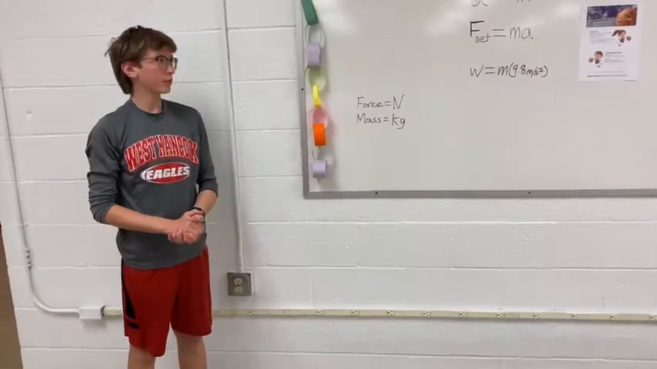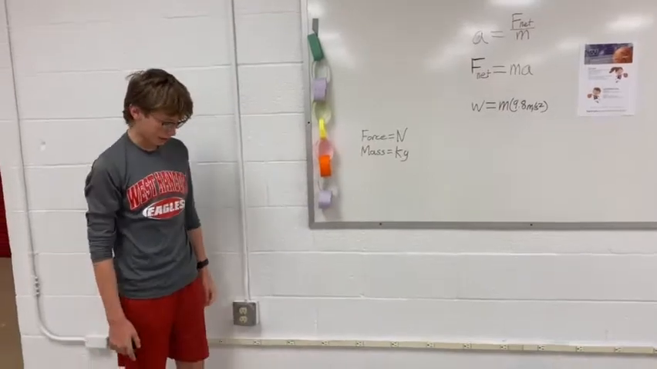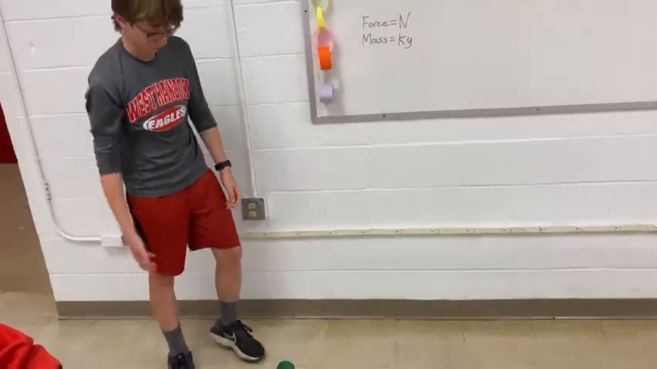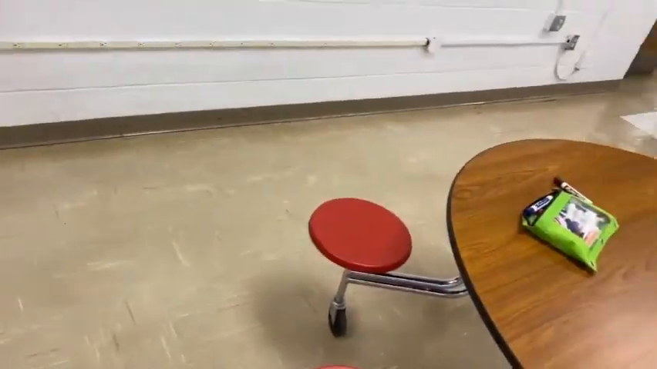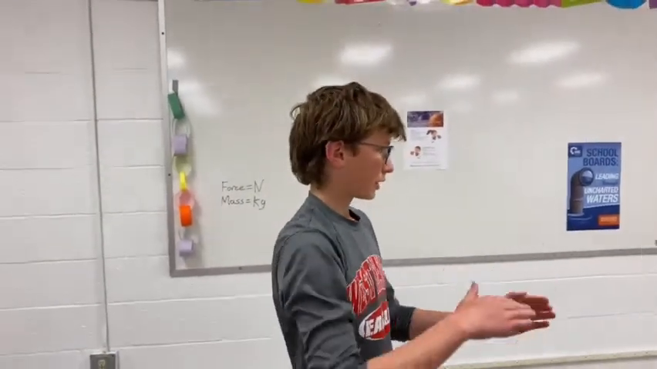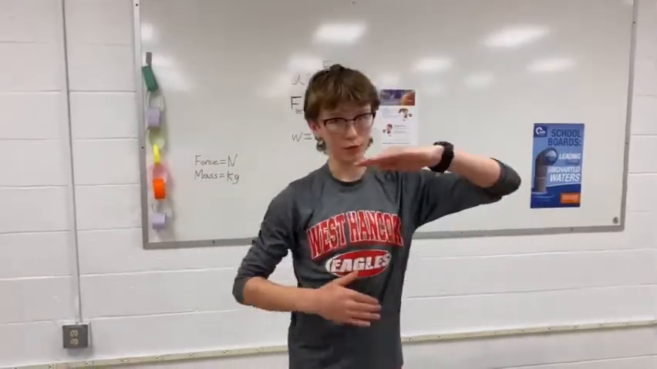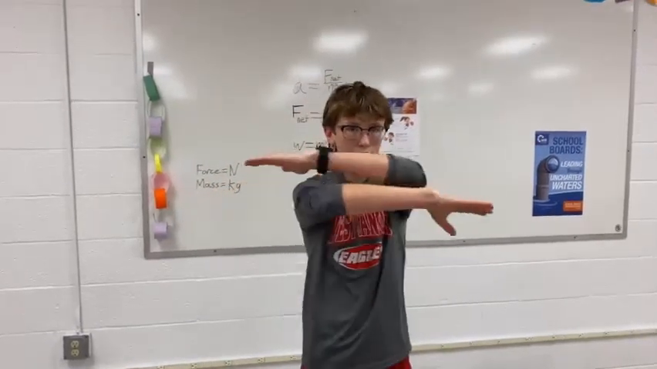Based on Newton's second law, the direction of velocity goes the way of the force. So my hand is the force going on the object. Friction is what makes it stop. So the friction is coming this way. Well, actually it's going this way based on the bottle. And the bottle's velocity is going this way, so they're going against each other.